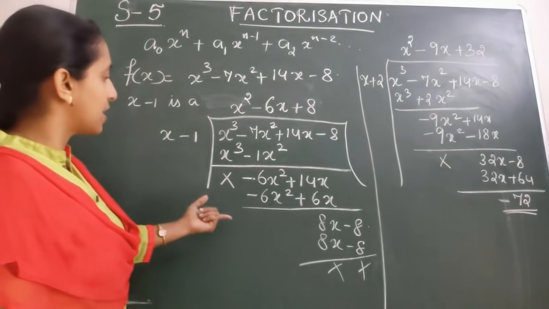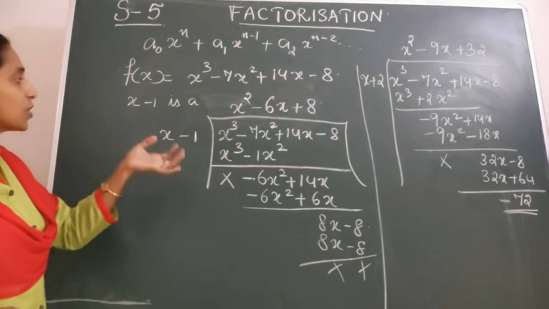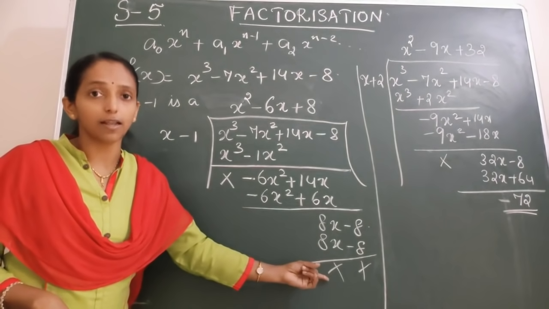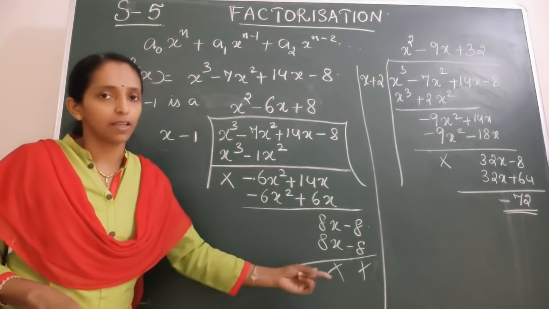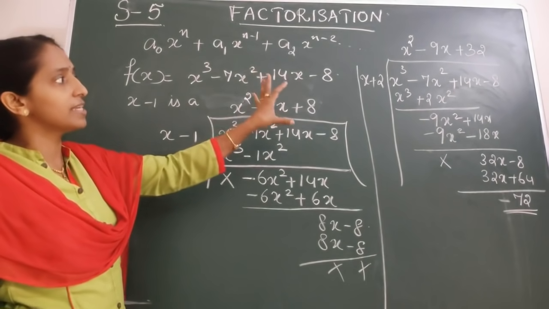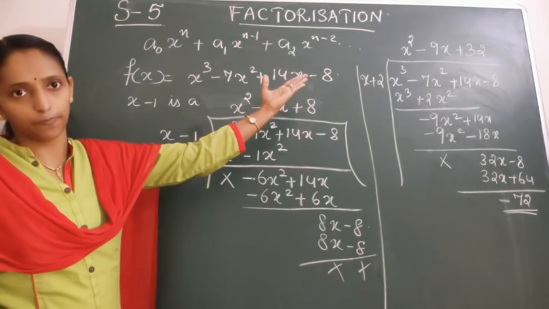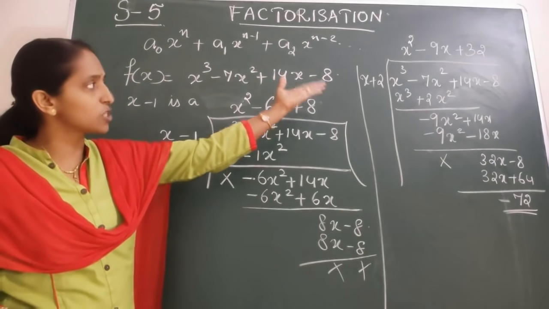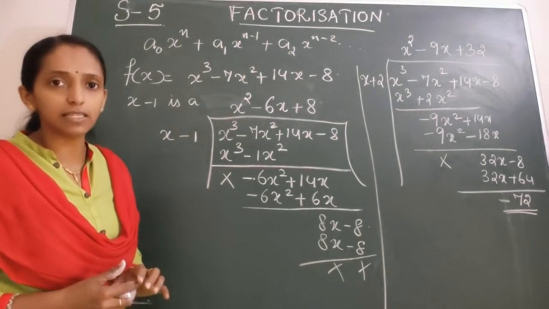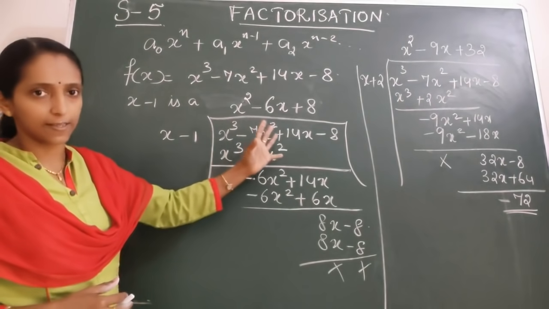Did you understand both the difference? In the first case we were getting the remainder as 0, when we were dividing the polynomial with x minus 1. But in the second case, we were dividing the same polynomial with another term x plus 2, and you were getting a remainder. The remainder was minus 72. So you can understand the difference between these two cases.